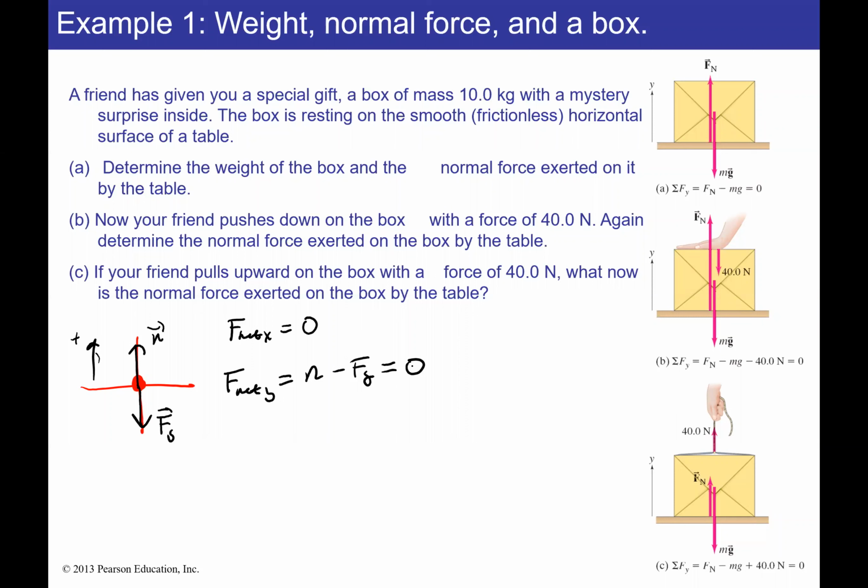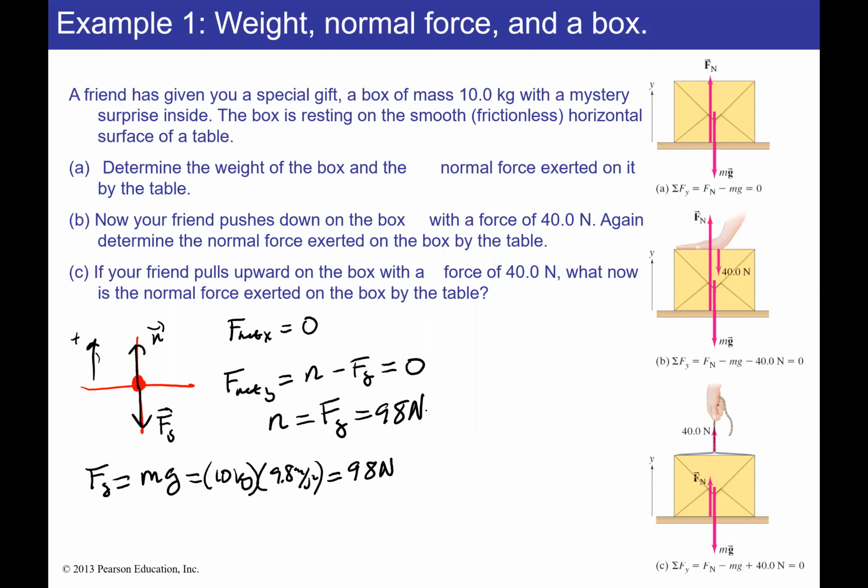That means F net is technically 0 because the system is not accelerating. Now what it means is the normal force equals F of G, the gravitational force. Now, what is the gravitational force? Well, gravitational force equals m times g. So the mass of 10 kilograms times 9.8 meters per second squared. So F of g equals 98 newtons, which means the normal force is also 98 newtons because it's equal to the gravitational force. That means we found the weight and the normal force exerted by the table.